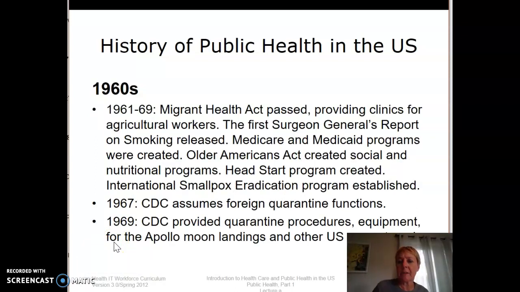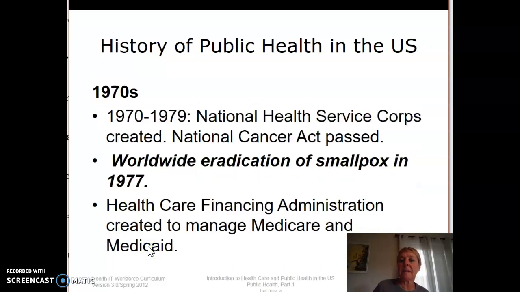In the 1960s, the Migrant Health Act passed, requiring reporting for ag workers. The Surgeon General first released information on the impact of smoking. Medicare and Medicaid had started, and the smallpox eradication program was established. In 1967, CDC assumed rights for quarantine functions and provided quarantine procedures. In 1970, we created the National Health Service Corps, and then in 1977, the worldwide eradication of smallpox. And that is big news, and it's still eradicated.